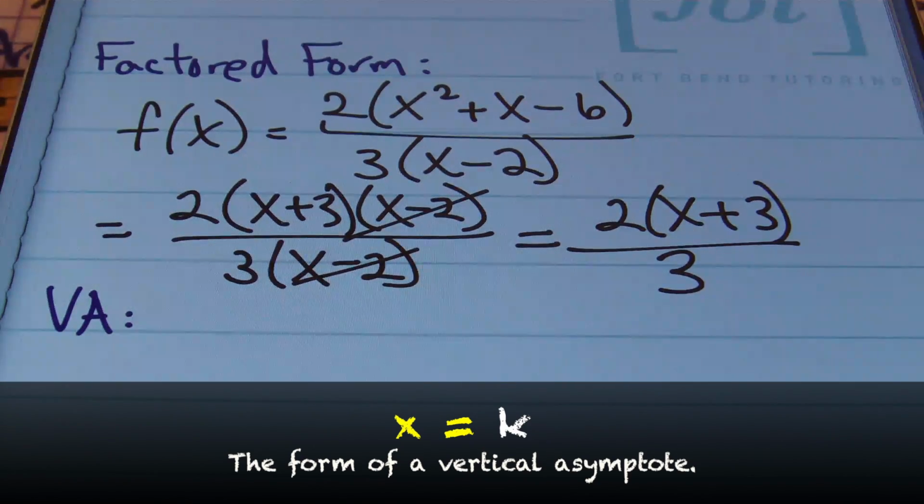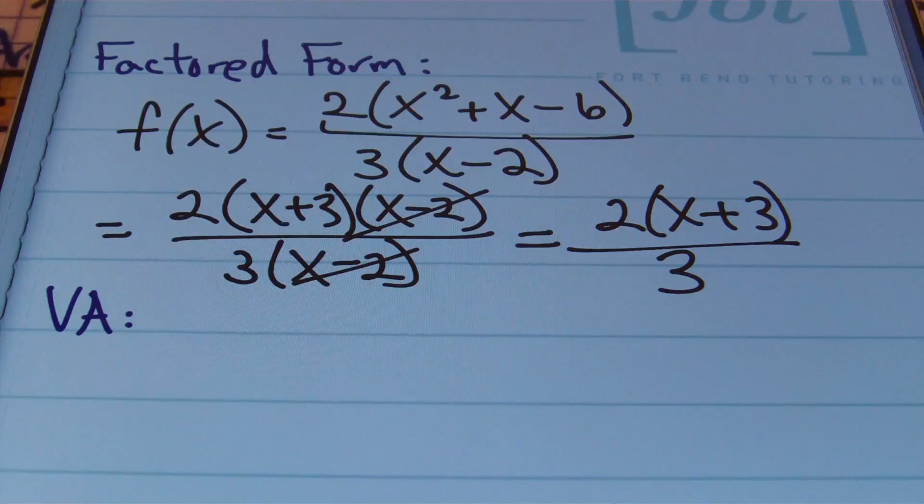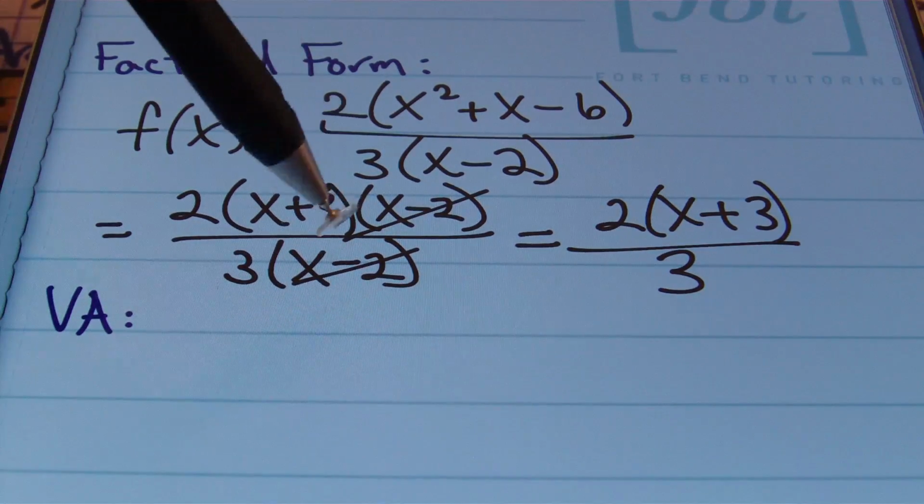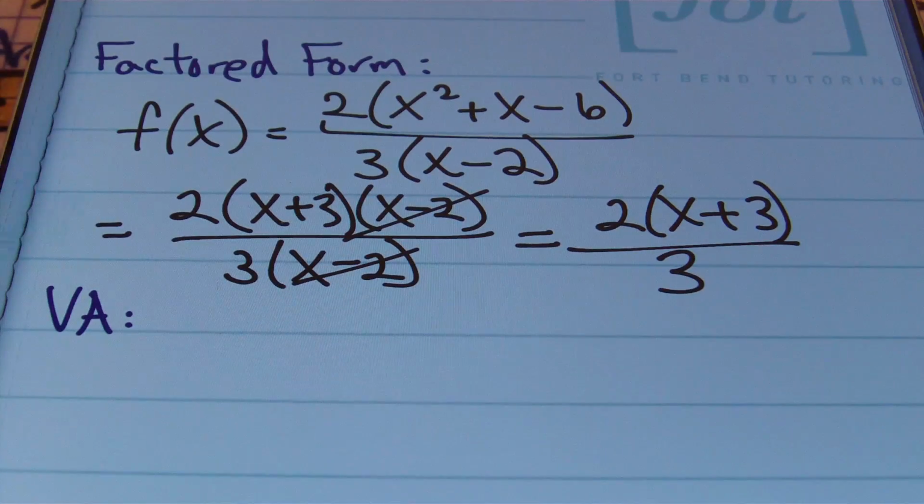That's it. What does this mean to you? This means that you're not going to have a vertical asymptote. And you're asking, well, what happened to that x minus 2 in the denominator? That will become a hole in this graph. It'll be a hole. Yep, a hole.